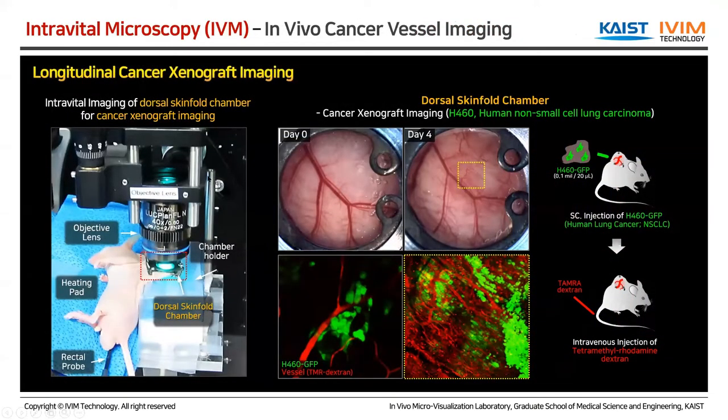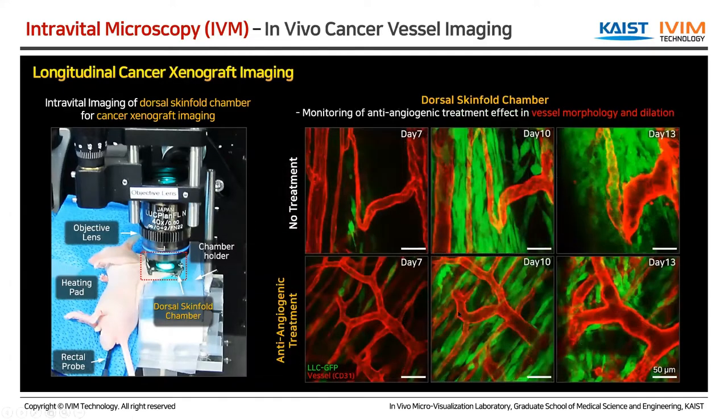And then the good thing about this dorsal skin fold chamber is we can image the tumor cancer growth, and also cancer vessel changes over time. So this is one example, day 7, day 10, and day 13. This is the same microscopic site inside the dorsal skin fold chamber. In green color, you can see the GFP expressing cancer cell. And then in red color, you can see the change of the vessel morphology together with this cancer cell growth from day 7 to day 13. So from day 10 to day 13, you can see this dramatic dilation, the increase of the diameter of the blood vessel, like this.